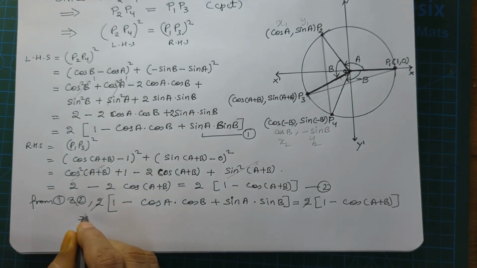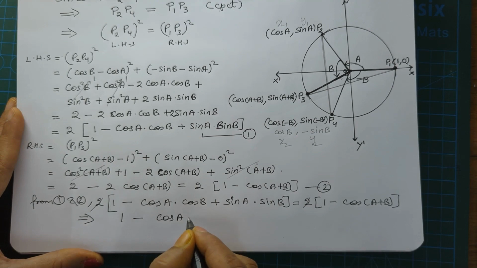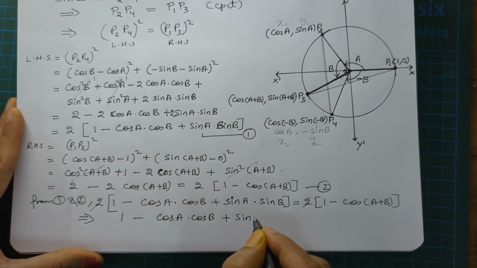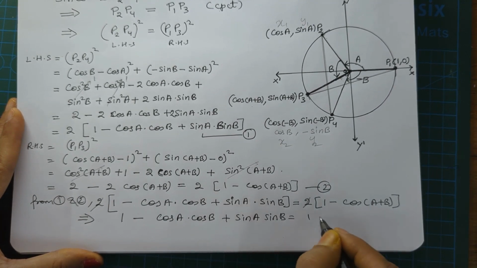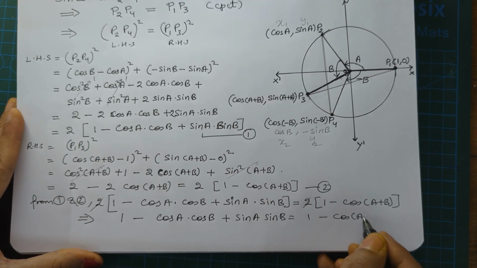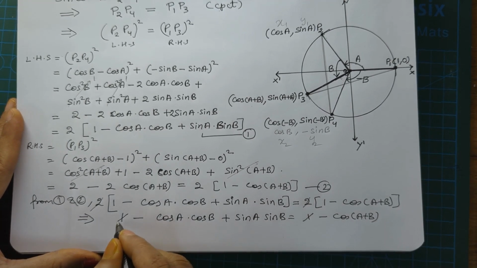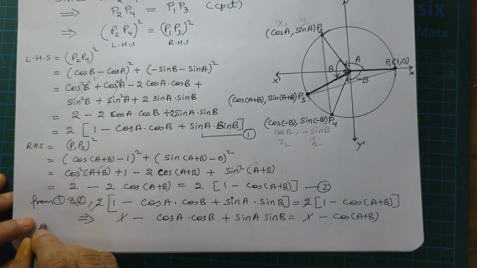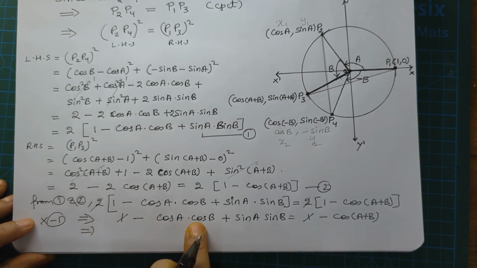So let me write one more step. We have 1 minus cos A cos B plus sin A sin B is 1 minus cos of A plus B. Here 1 cancels. We are not transposing; instead, we are multiplying by negative 1 throughout. When we do so, the negative of a negative term is positive.